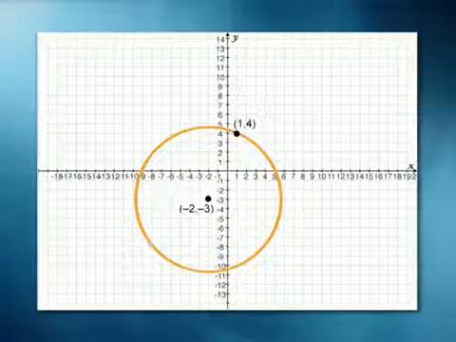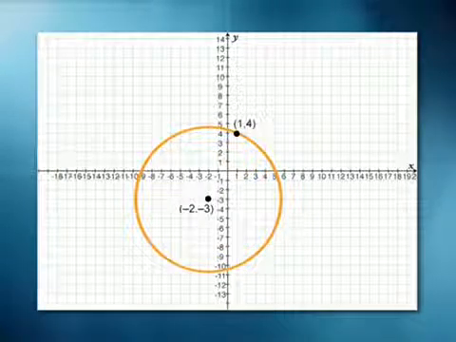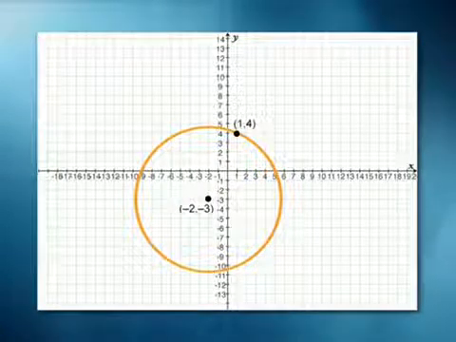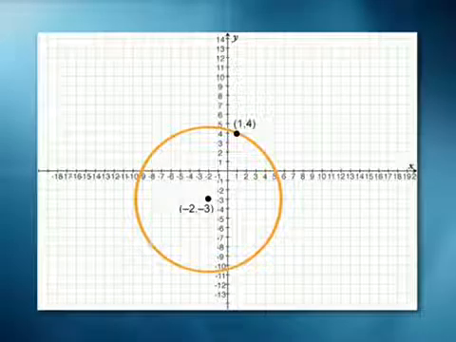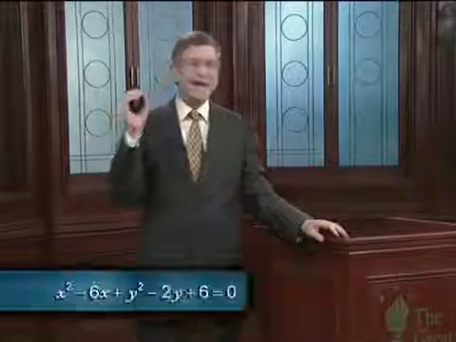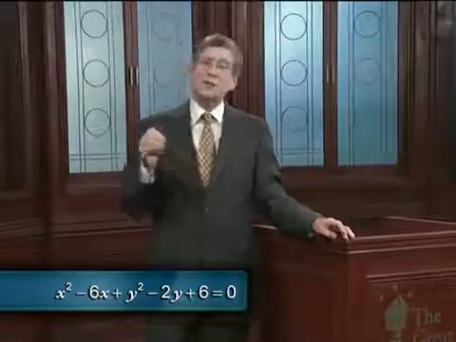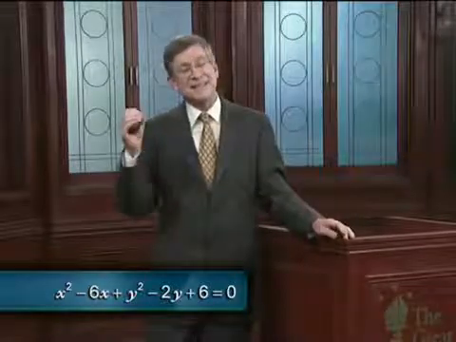Okay, here's a picture of it. There's the center at minus 2, minus 3. The point 1, 4 is indicated on the circle, and all the other points are the same distance away from the center. So let's analyze another equation, and we'll discover that this is also a circle, but it's sure not written in the standard form. Let's look at the equation x squared minus 6x plus y squared minus 2y plus 6 equals 0.